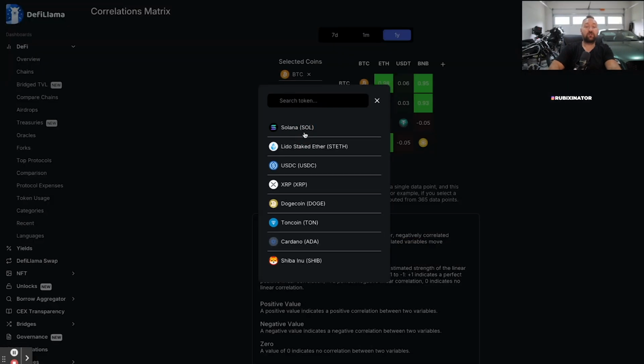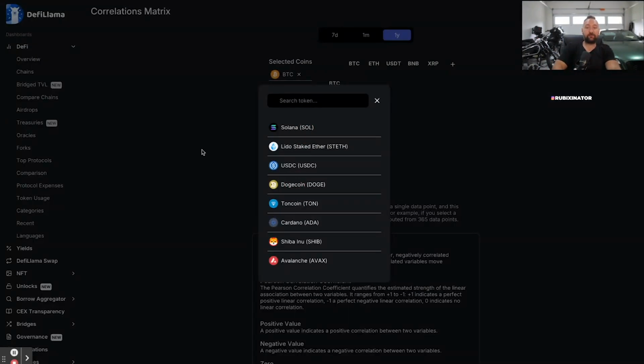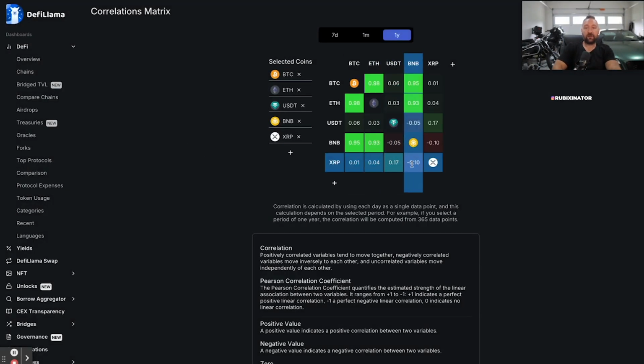Let's find something that's uncorrelated. We'll go XRP. There we go. So XRP is a -0.1 along with BNB here. So BNB moved up and XRP slightly moved down. Now we're in the red. And if you're yield farming the two, now you're in a bit of a problem. And so typically when we yield farm, not always, but typically, especially in a bullish market, we want to be fairly correlated so both assets rise in value and you're getting paid yields.